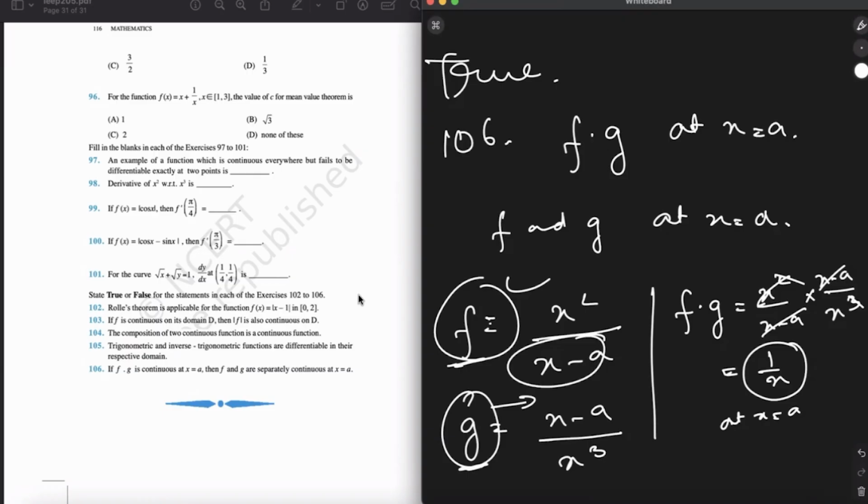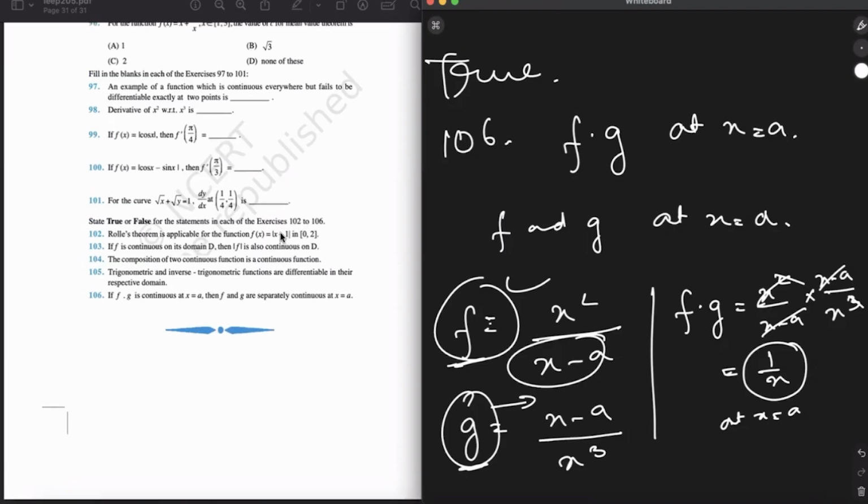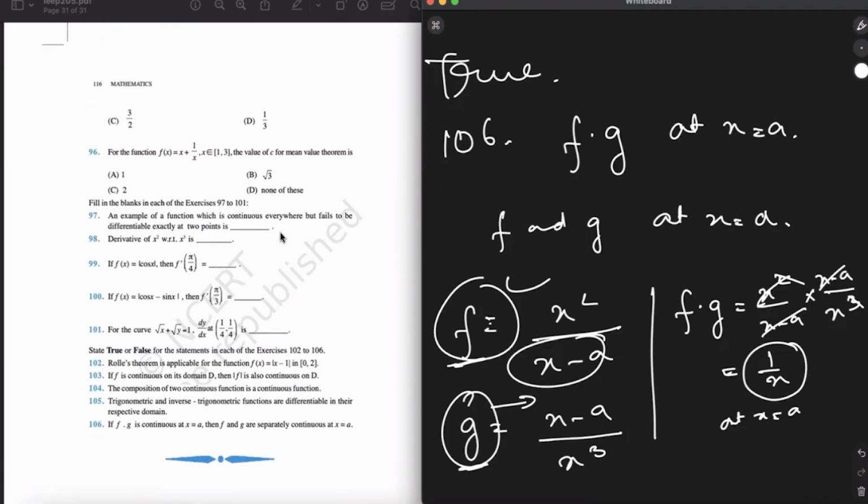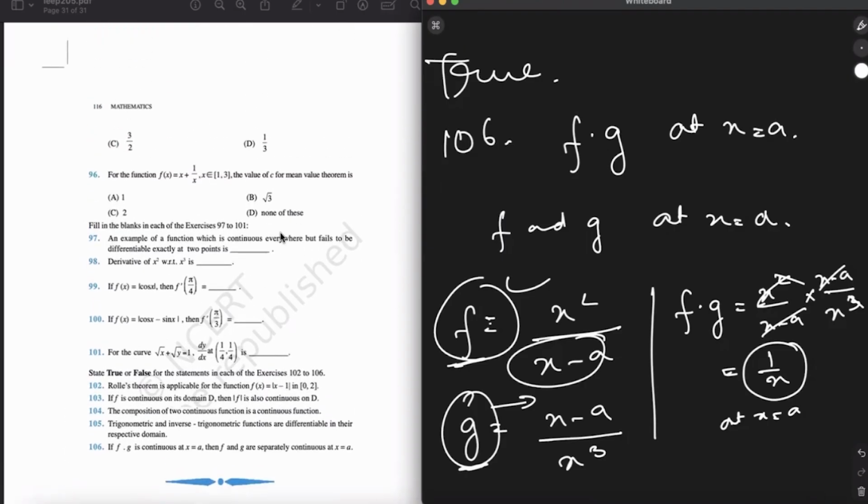That is all. We have solved the whole exemplar questions. Now, I think that we should solve some PYQs, alright? So I'll just open them up for you.